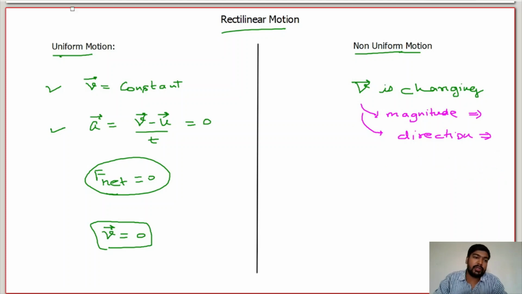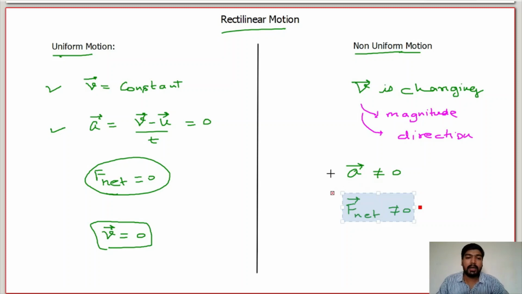Okay, so whenever there is a non-uniform motion, the velocity is changing. That means it can be changing in magnitude, it can be changing in direction as well. So in both cases, we will have a non-zero acceleration. That means in that case, our net force on the body will not be zero. I am taking the force part here because it's very natural, but we will take it fully in the kinetics part. I'm just taking it parallelly because we will use it in that also.